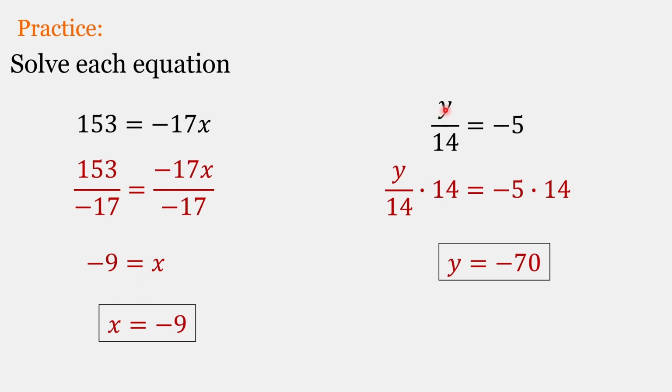Finally, y over 14, or y divided by 14, is equal to negative 5. We'll multiply both sides by 14, giving us y equal to negative 70. Continue practicing solving equations, and I'll see you in the next video.